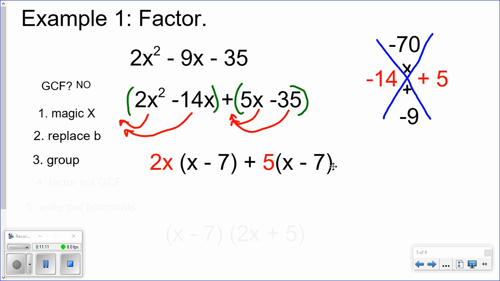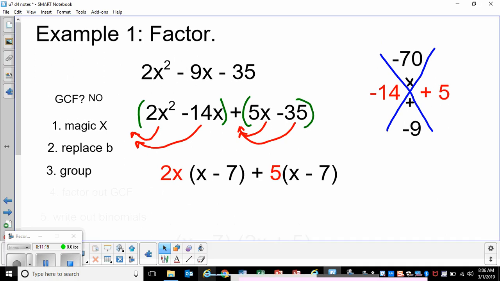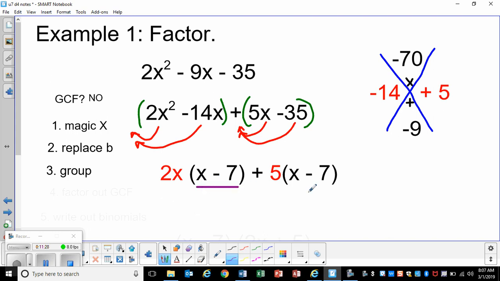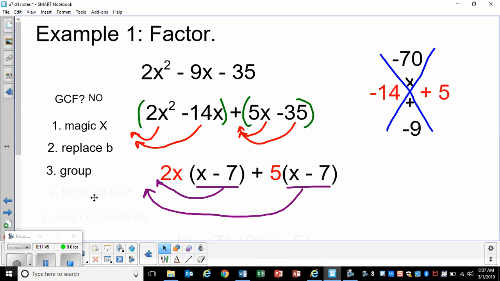So now do you see how they both have the x minus 7 in common? That means I can factor that out. And I want to use a marker for this. Okay, a different color. So I'm going to go ahead and take what they have in common. They have this and this in common. So I can undistribute that. I'm going to factor that out. So that's going to go to the front. And that's going to go to the front as well. Okay. Sorry, I kind of forgot to show you this stuff.